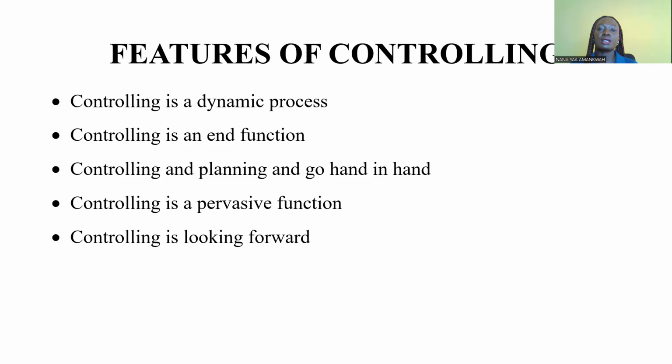You don't want to make mistakes. You want to actually know the end from the beginning. So that's why we are controlling. You set standards. So you look ahead of the project and set standards. So controlling is always looking forward.